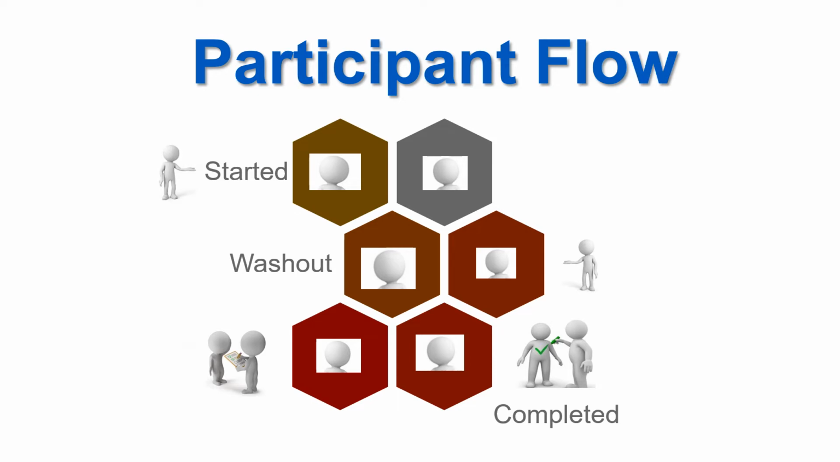Participant flow shows how participants were assigned to the arms or groups of a study and how they progressed through the stages of the study. It includes the numbers of participants who started, completed, and dropped out of each period of the study based on the sequence in which interventions were assigned.